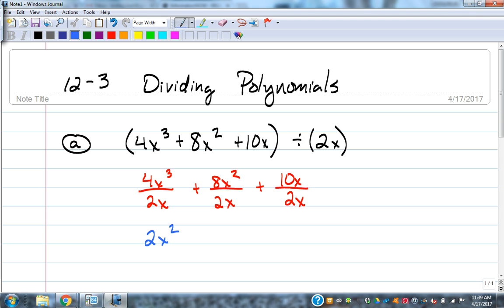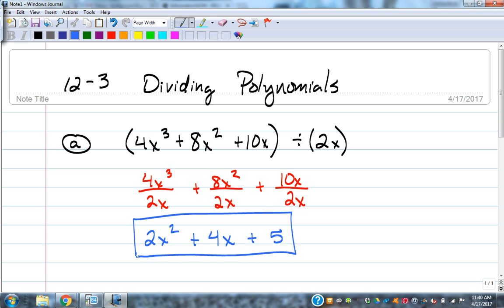8 and 2, both divisible by 2. So we simplify that to be 4. X squared over x simplifies to be just x, because 2 x's are on the top, 1 x on the bottom. 1 cancels 1, so it's just 1 left. So 4x. And then 10x over 2x, 10 divided by 2 would be 5. X over x does what? Cancels out completely.